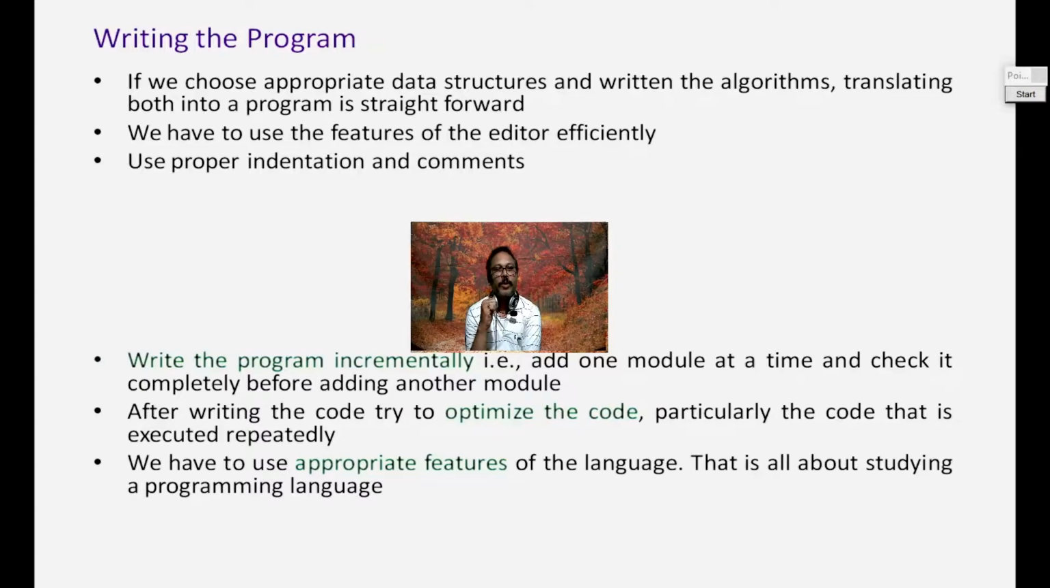Next, writing the program. You have chosen appropriate data structures and you have written the algorithms. Now translate those data structures and algorithms into the features that are supported by the programming language, into a program written in a particular programming language. So what are the features? Those features you have to choose, and then represent the data and also write the code for the algorithms.